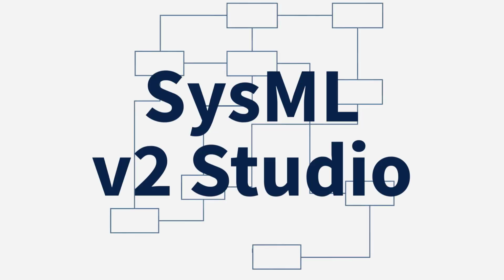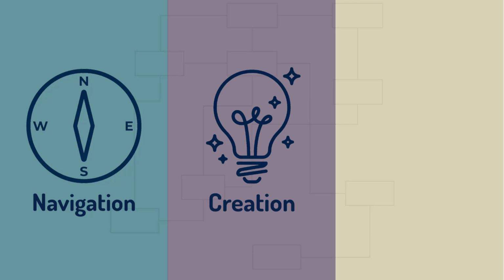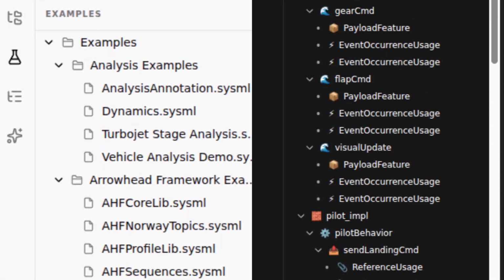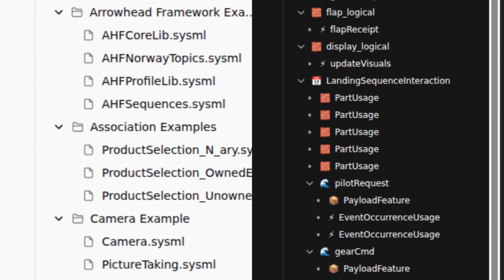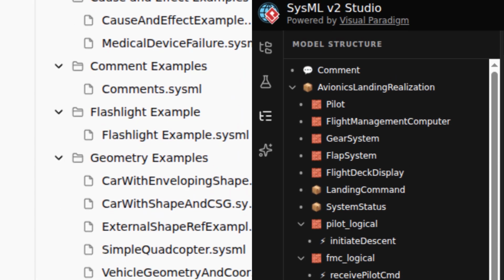SysML v2 Studio was engineered with a three-pane philosophy to eliminate friction. By separating navigation, creation, and visualization into dedicated zones, this SysML v2 editor ensures that you stay focused on the system architecture. Whether you are browsing a massive library of examples or debugging a complex part hierarchy, everything you need is exactly where you expect it to be.